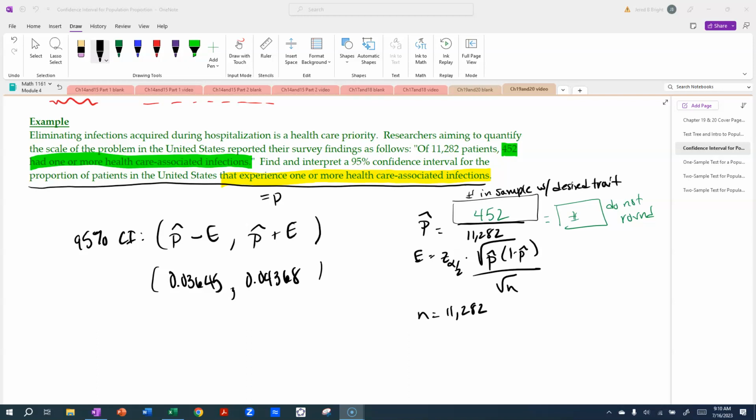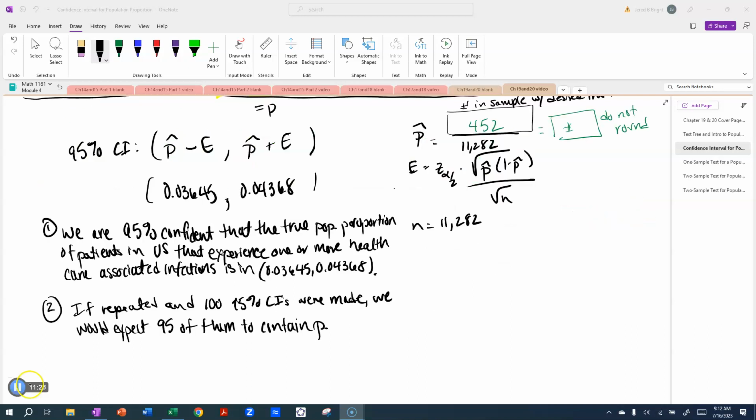And then remember, we have the two interpretations for a confidence interval. First we have to say something about the confidence interval that we made. We're 95% confident that the true population proportion of patients in the U.S. that experience one or more healthcare associated infections is in this interval. And the second one is about the general repeating idea. If we were to repeat this process and construct 95% confidence intervals, we would expect 95 of them to actually contain p. Capturing both ideas of the confidence interval is super important. Make sure to get them both.